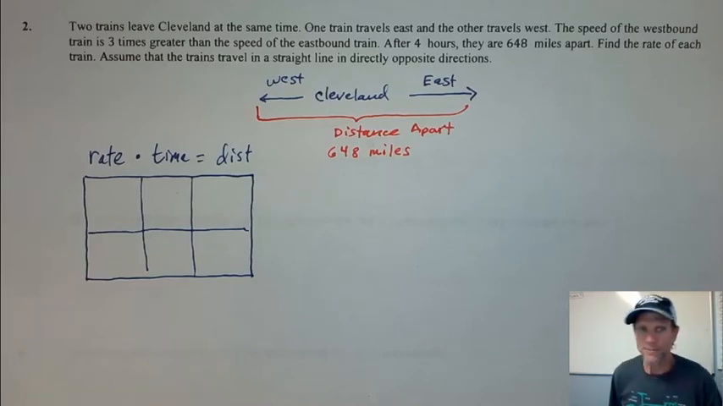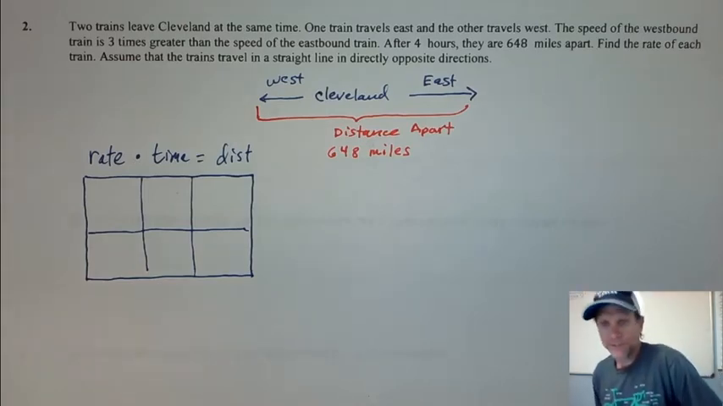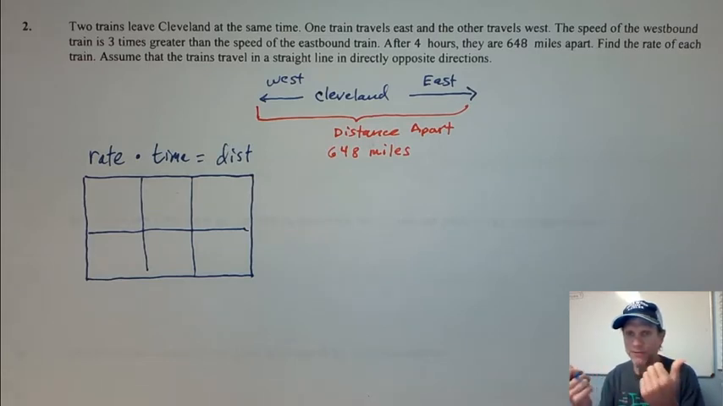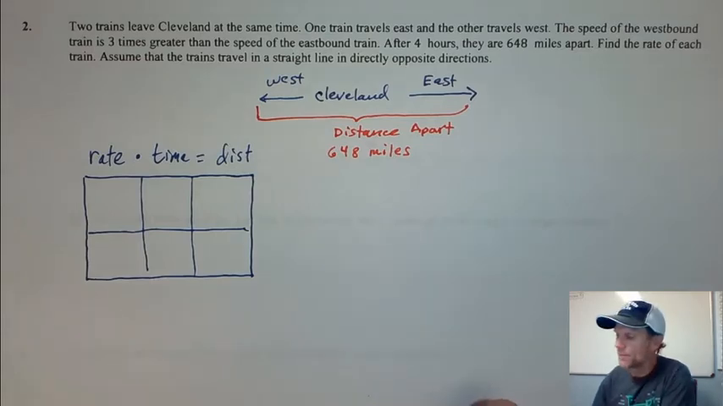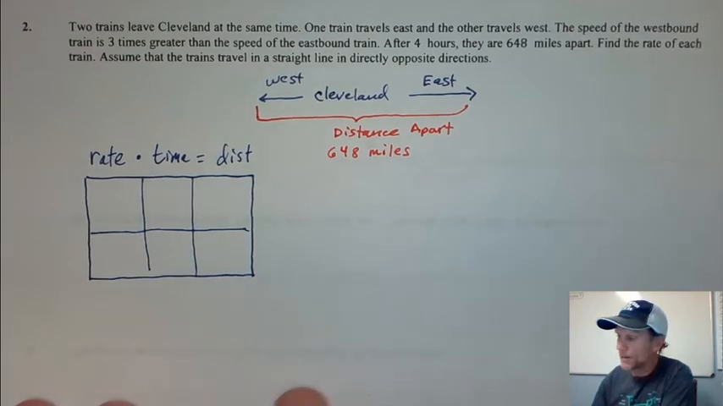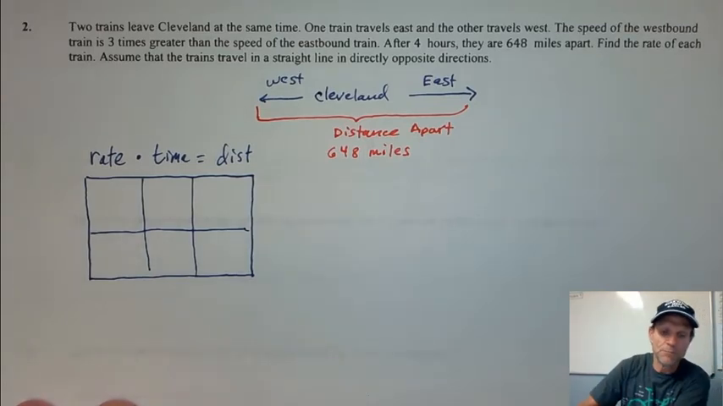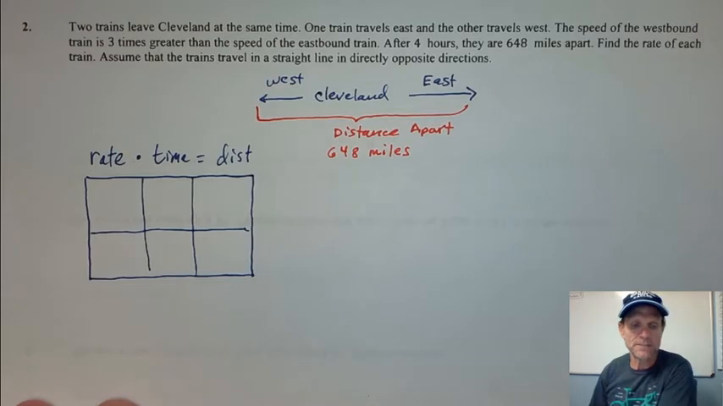All right, let's look at number 2 in 9.4. This is one of the tougher problems in 9.4 for many students, but it's about the idea of things traveling in opposite directions. And in this problem, they're traveling for the same amount of time. What we have is a westbound and eastbound train that are leaving from a point that they just decided to be Cleveland.